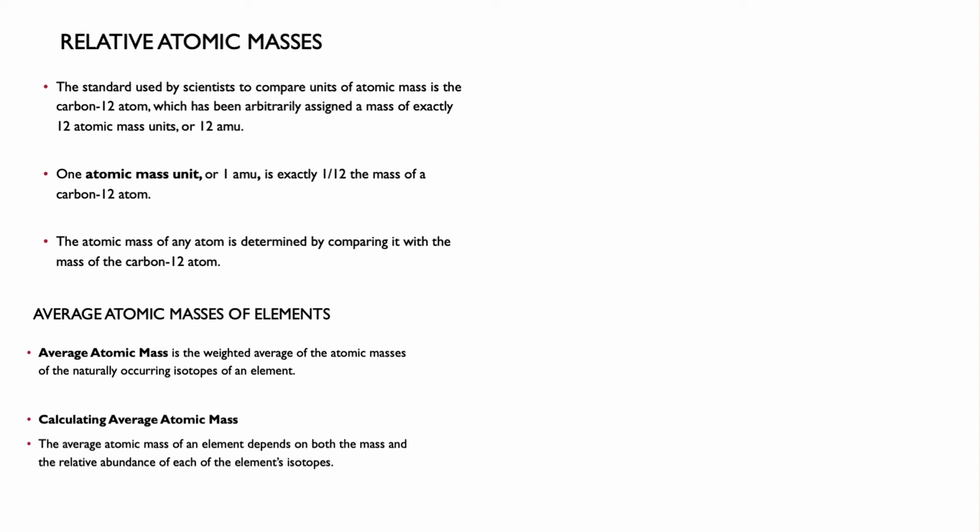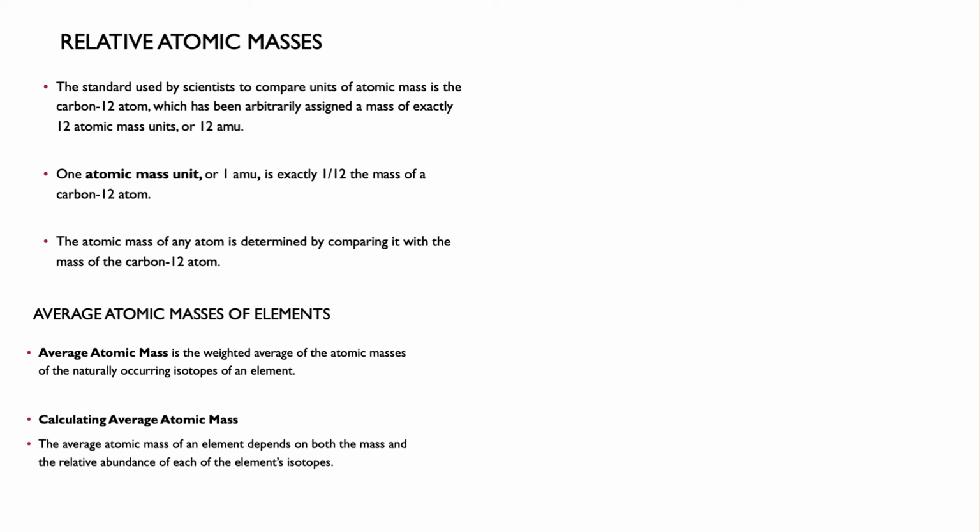Relative atomic masses. The standard used by scientists to compare units of atomic mass is the carbon-12 atom, which has been arbitrarily assigned a mass of exactly 12 atomic mass units, or 12 AMU. So one atomic mass unit, or 1 AMU, is exactly 1/12 the mass of a carbon-12 atom. The atomic mass of any atom is determined by comparing it with the mass of the carbon-12 atom.